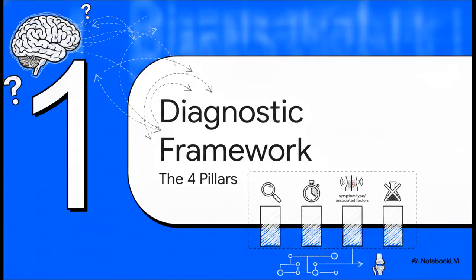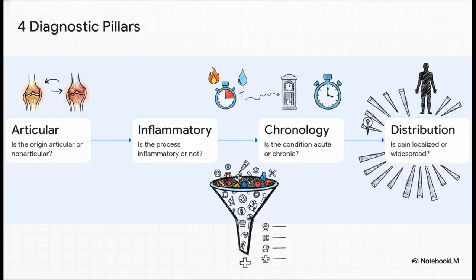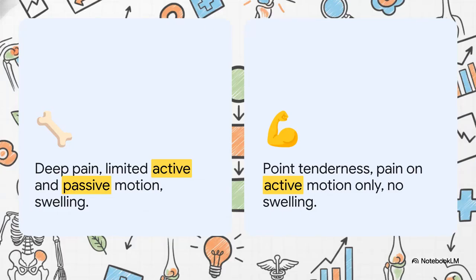Section 1. The Algorithmic Diagnostic Framework. Okay, to formulate an accurate differential, and frankly, to avoid ordering a bunch of unnecessary tests, we rely on 4 essential pillars. We have to ask ourselves, is the pain articular or non-articular? Is the process inflammatory or non-inflammatory? Is this an acute or chronic issue? And finally, what's the distribution? Is it localized or widespread? Answering just these 4 questions takes a vast, overwhelming sea of potential conditions and shrinks it into a highly manageable list.